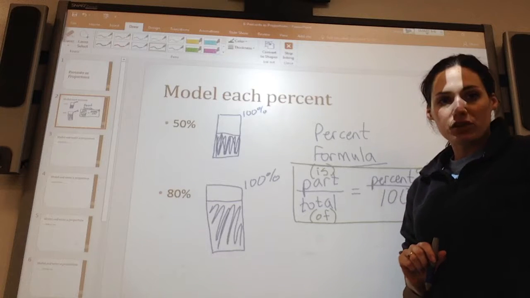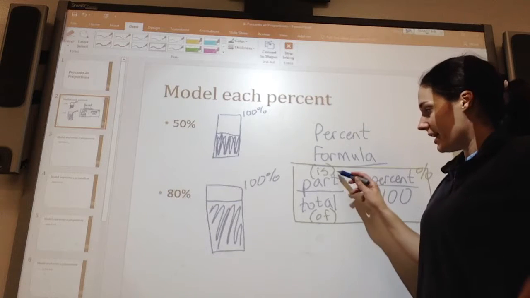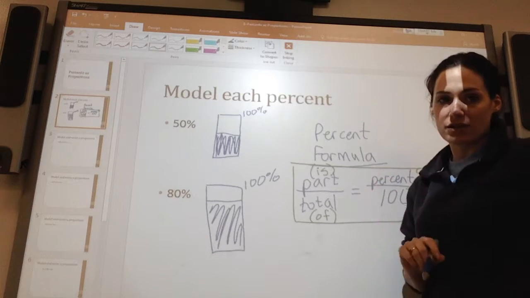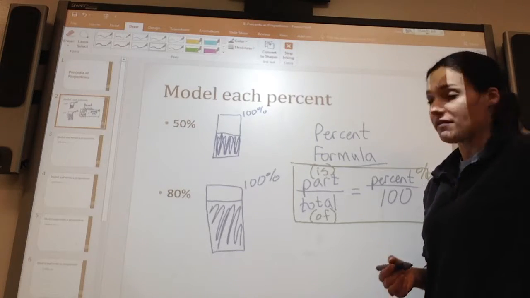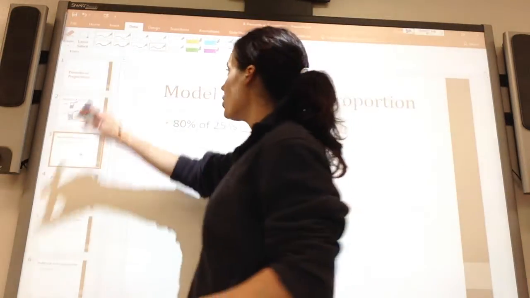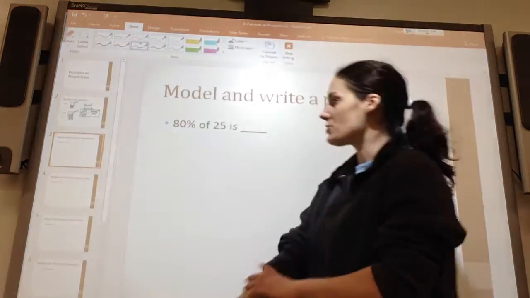Okay, so that's kind of a trick to help you get these ones figured out. The part, of is the total, because you always take percent of the total. That's why it's with the of. Okay, using that idea, let's work on this problem then.